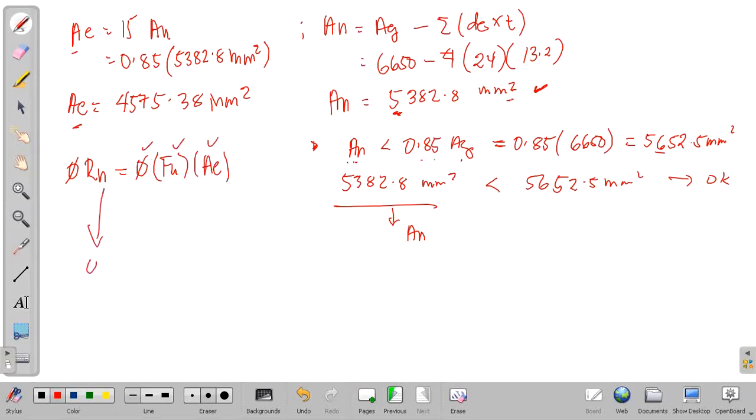Okay, so meron na tayong value. We can now solve for the design tensile strength, that is, anong phi natin? 0.75. Okay, remember this is based on the rupture. 0.75 times Fu, that is 400 MPa, times AE, which is 4575.38 mm squared. So ano yung magiging value ng phi Rn natin? So that is the design tensile strength. 1426.14. So ilan ito?